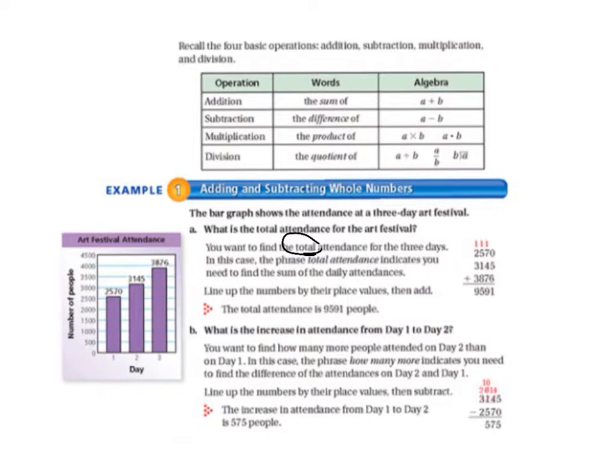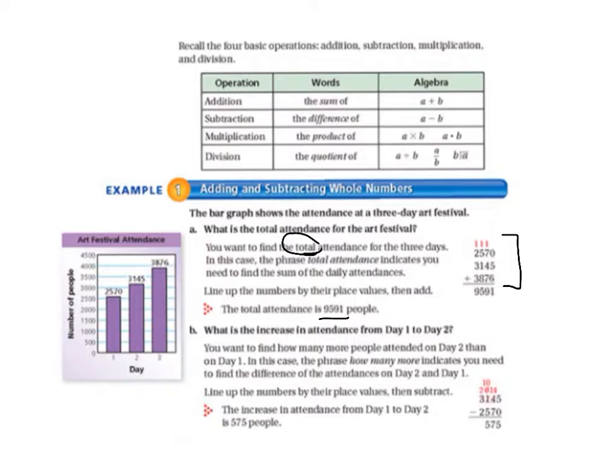So we look at the 3 numbers on the bar graph, and we're going to add those up. And the book reminds us that we need to line up the numbers by their place values and then add. So it gives us what the addition should look like. If you were required to add this up yourself, you would line up your numbers nice and neat so that all your ones places and tens places and so on would be lined up correctly. And then you would add, and you would regroup as you needed to as you went across. And so your total attendance would be 9,591 people.